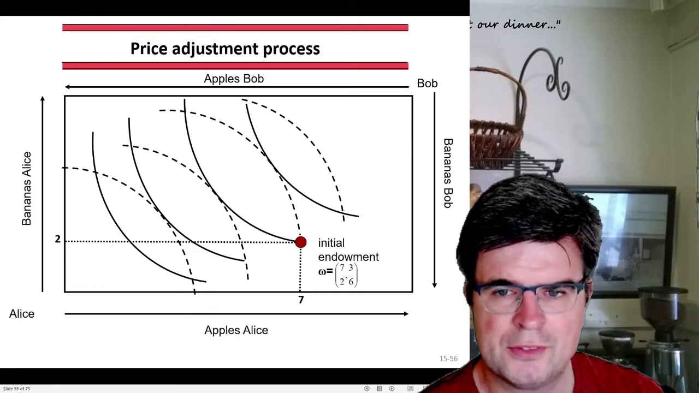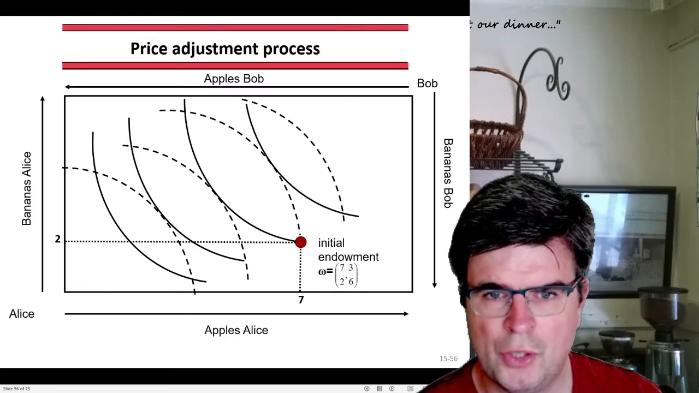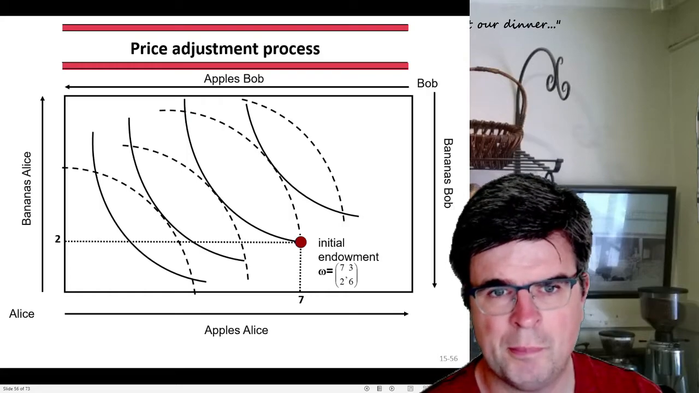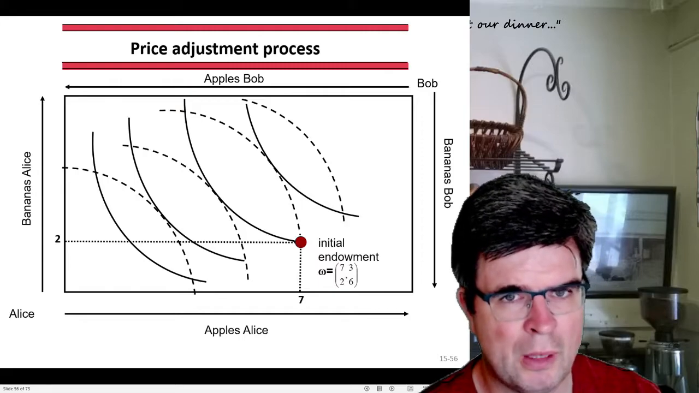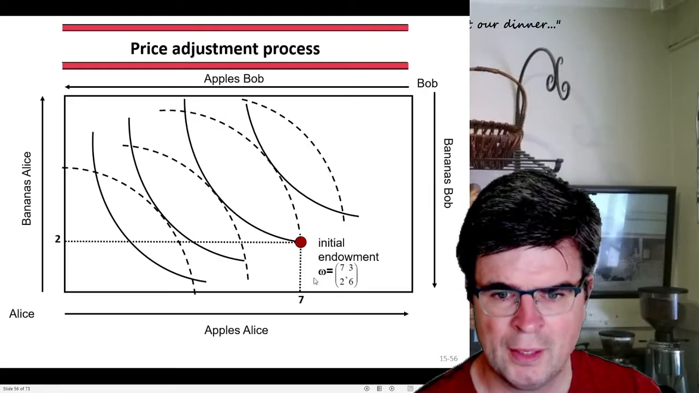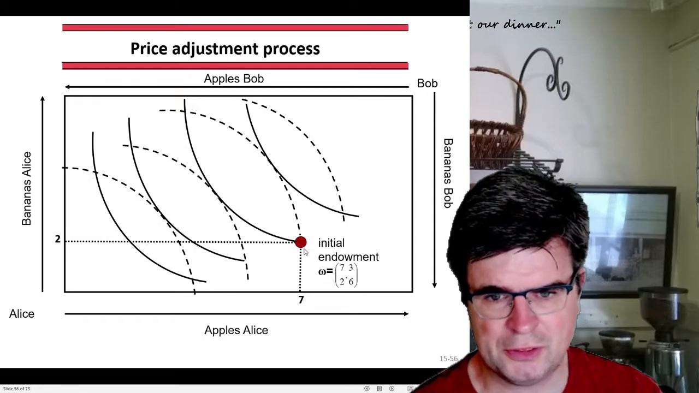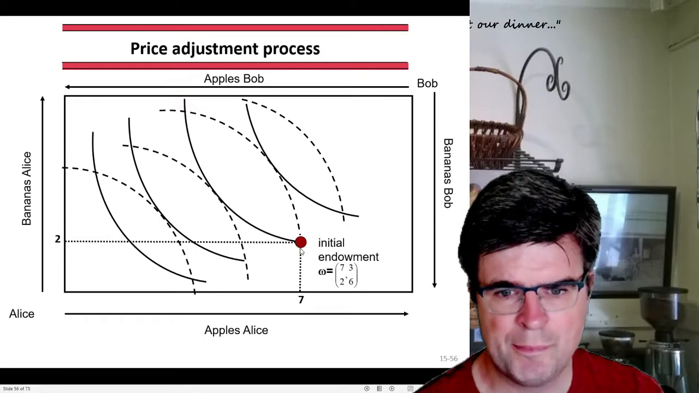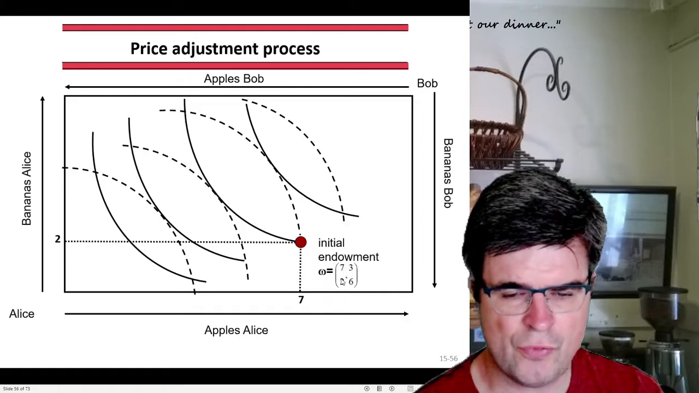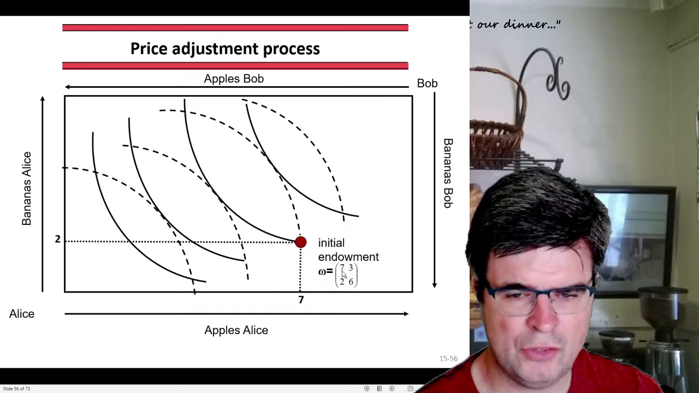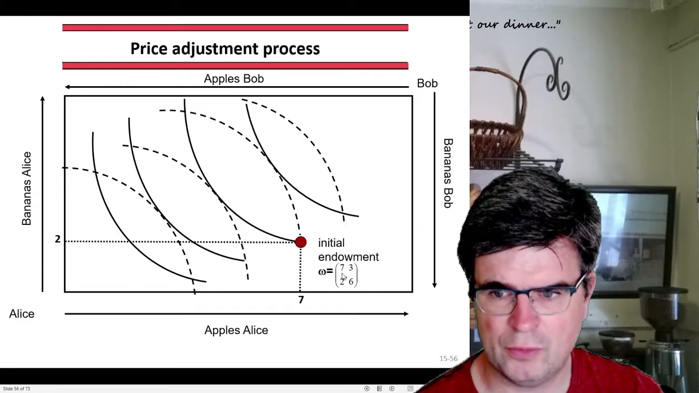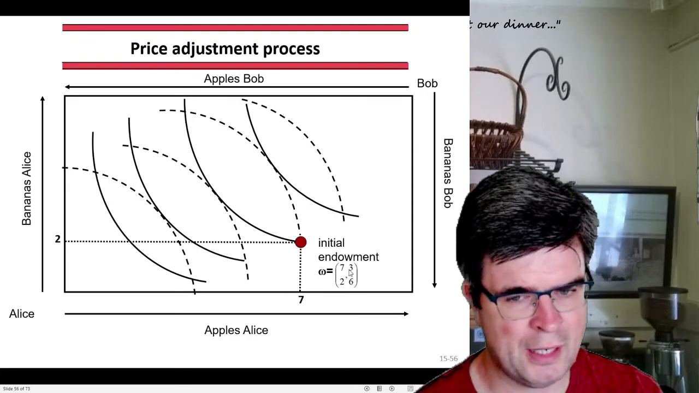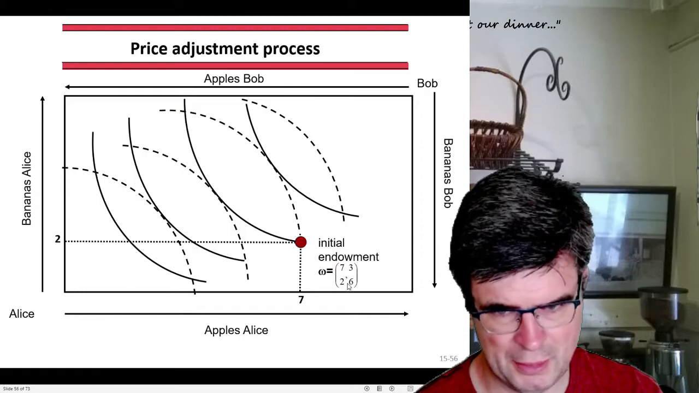Now the next slides show you how the price adjustment process may work. This is just to give you some intuition. So we're back to Alice and Bob, and we're back to the initial allocation of apples and bananas. This omega denotes the initial allocation, which is this big red dot that you see. So initially Alice is endowed with 7 apples and 2 bananas, and Bob is endowed with 3 apples and 6 bananas.